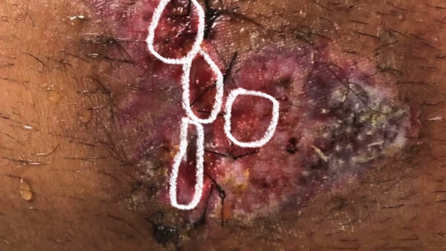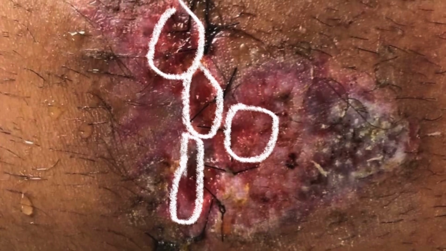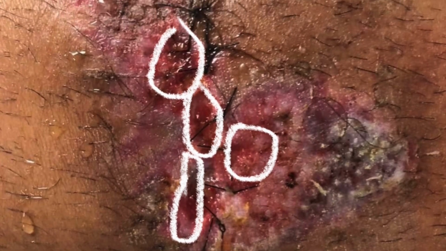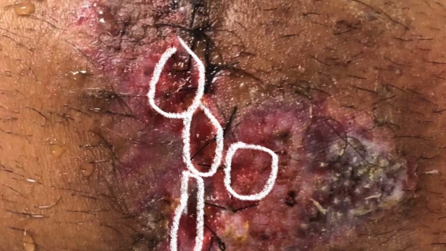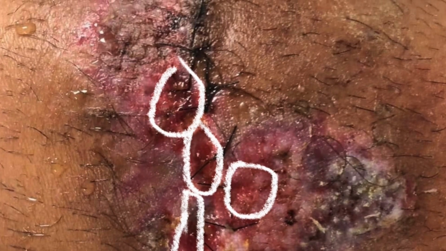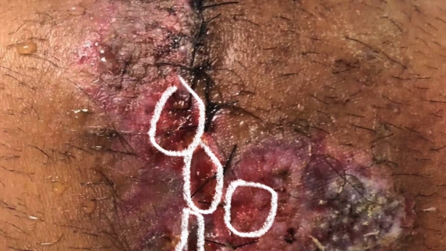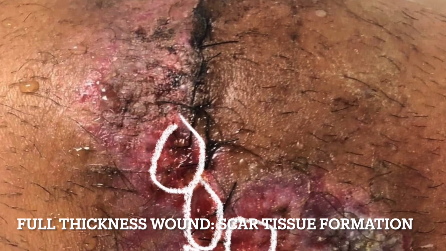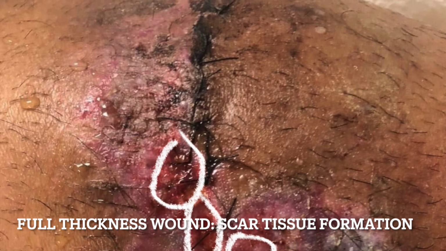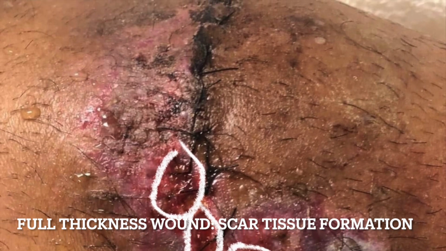If you don't see the dermis as a pink or reddish wound bed, you're probably facing deep tissues, and the wound terminology will change from partial to full thickness wound, and the healing will be different, with scar tissue formation.